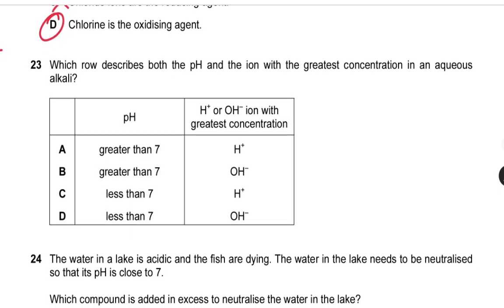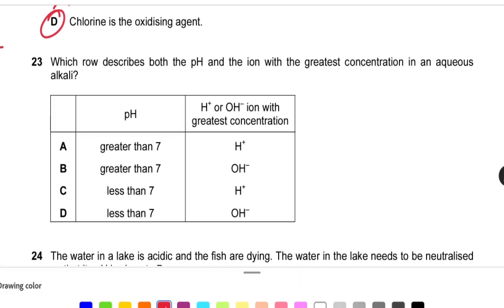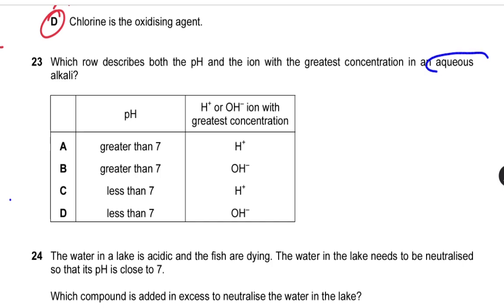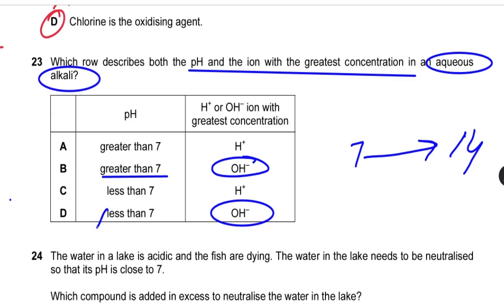Which row describes both the pH and the ion with the greatest concentration in an aqueous alkali? In an aqueous alkali, you all have to read the statements very carefully. We have to talk about the alkali, which is present here and here. In two options we now have to justify which option is correct. Greater than 7 pH, yes, always greater than 7. They have the pH till 14. Less than 7 is for the acid. So B is the correct option.